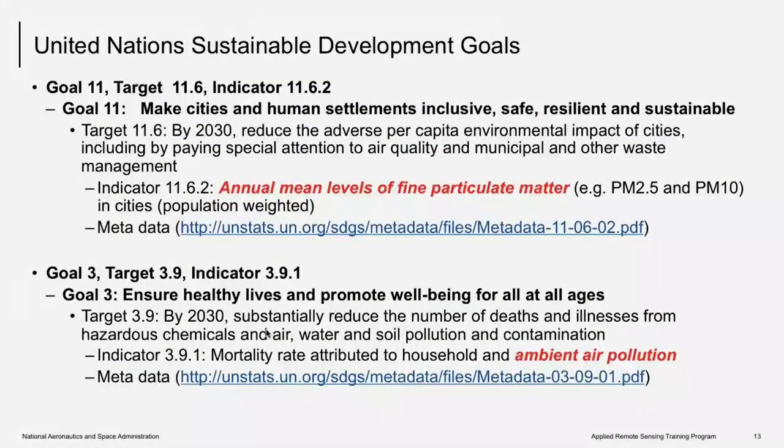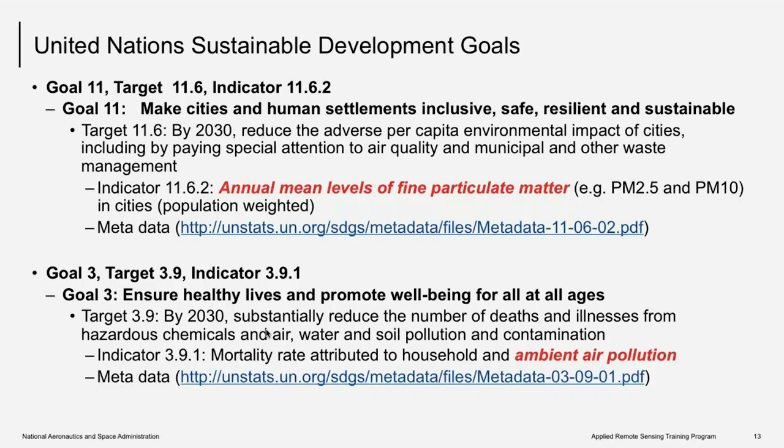Under the SDGs, there are two separate goals where PM2.5 or ambient air pollution monitoring is mandated for all the countries. PM2.5 is particulate matter with aerodynamic diameter less than 2.5 microns in size, identified as an indicator. The first goal is goal number 11, under which target 11.6 specifically says that the annual mean level of fine particulate matter needs to be monitored both at city level and at country level.